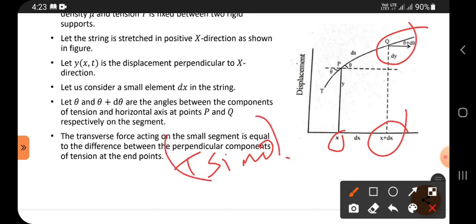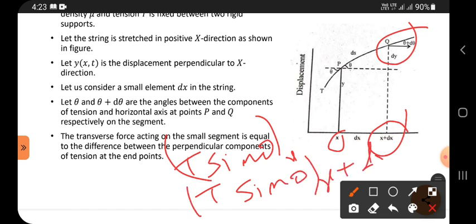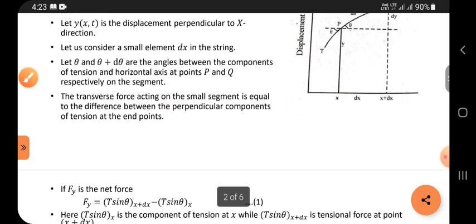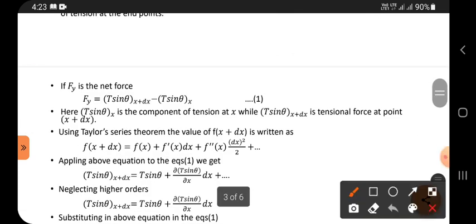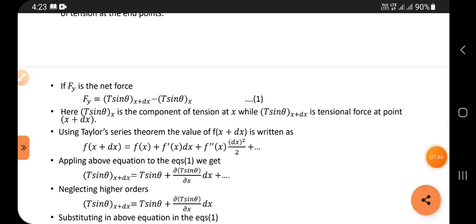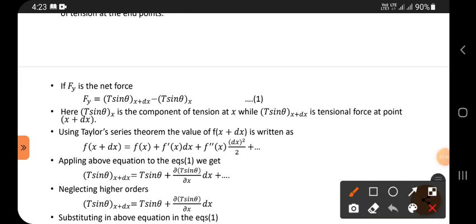Okay, it is at x distance, and again one more T sin theta we get, same process we apply, at what? At x plus dx point. So the difference between these two points is taken here as force. Okay, so this is the difference. Okay friends, so like this these two differences are taken in this manner.